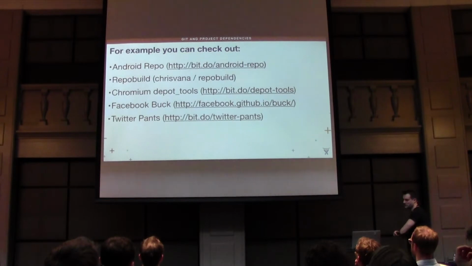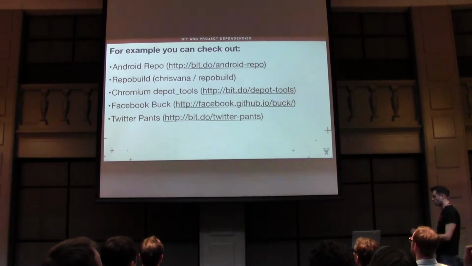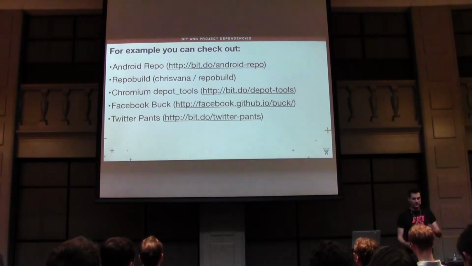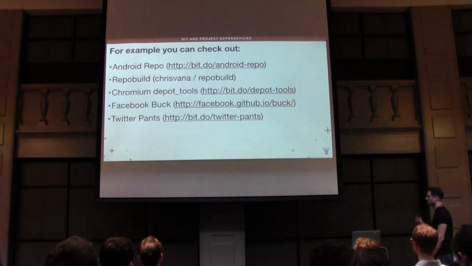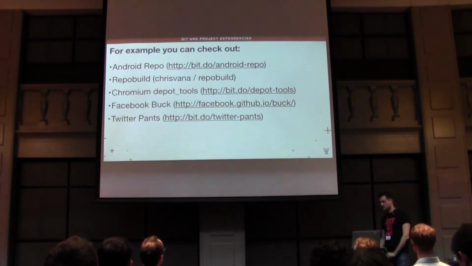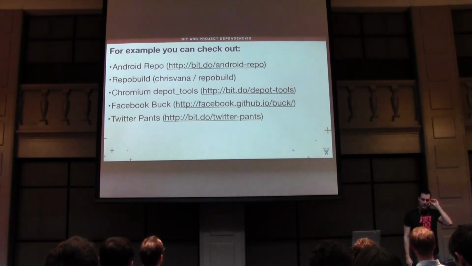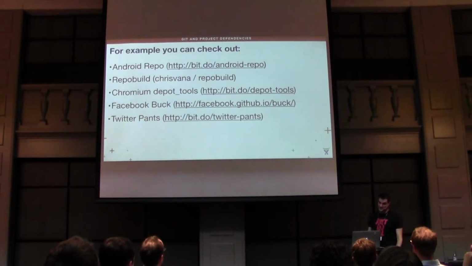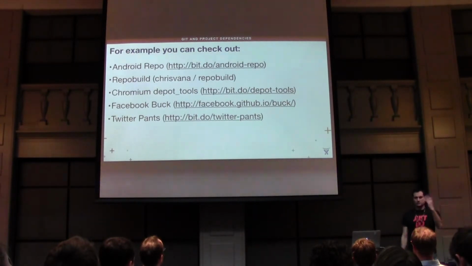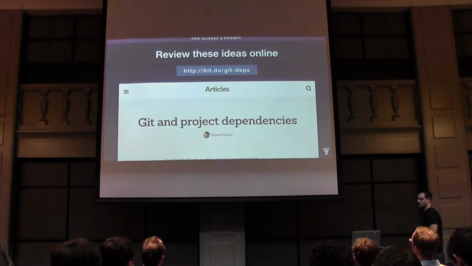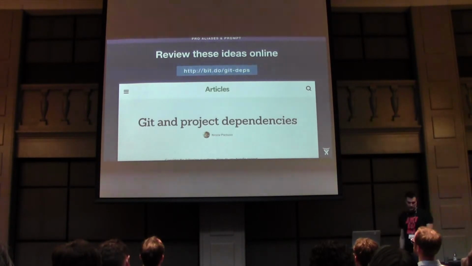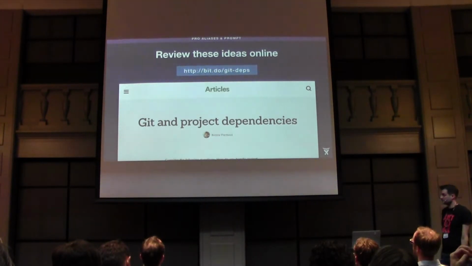And also the guys that work on the Chromium project, the open source version of Google Chrome, have their own build tools, called depot tools, which help out with these sorts of problems. Obviously, Facebook and Twitter all have their build systems, which are open source and you can explore. They don't really handle project dependencies, but I just put them up there for completeness. If you want to read more about this, a while ago I wrote an article exactly about this, so if you have feedback, feel free to read that or come talk to me.